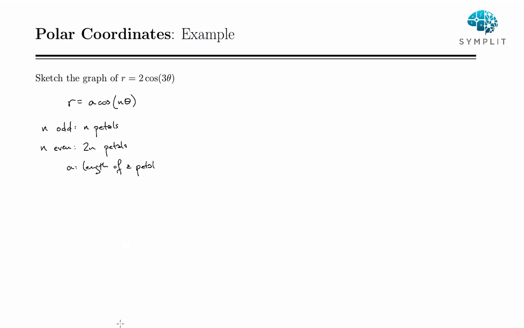So let's go ahead and put this all together. Here, n is 3, so it's odd, so we have 3 petals, and they have a length of 2. Okay. Now, what we're going to do is set up our axes here.